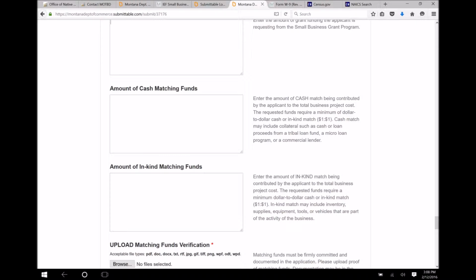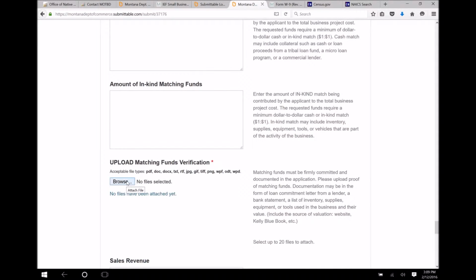The next section is for the in-kind matching. If you have in-kind matching funds, in-kind is anything of value that you are contributing to your business. Is it your inventory? Is it your equipment? Is it your supplies? Is it your tools? Is it vehicles? What is it that you are putting into the business that isn't necessarily cash, but are items of value that you already own? So you would want to discuss those, and then any documentation backing that up, you would attach to the end of the application. You would attach it here to the upload matching funds verification.